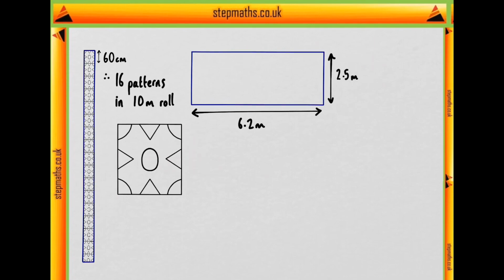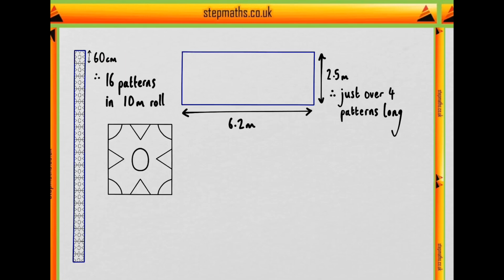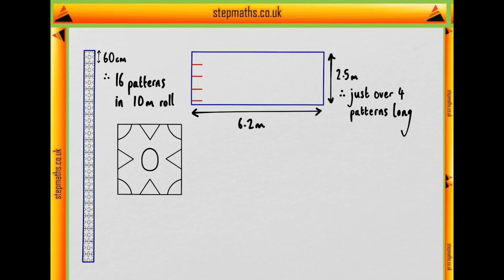Now let's have a think about our wall. So it's 2.5 metres tall, therefore that's just over 4 patterns long, bearing in mind that our patterns are 60 centimetres tall. So we'll have just over 4 of these horizontally in a series of strips. But how many strips wide is it? Well, how many drops wide is it? Well, it's 6.2 metres wide, and therefore we can say that it's just over 12 drops wide.